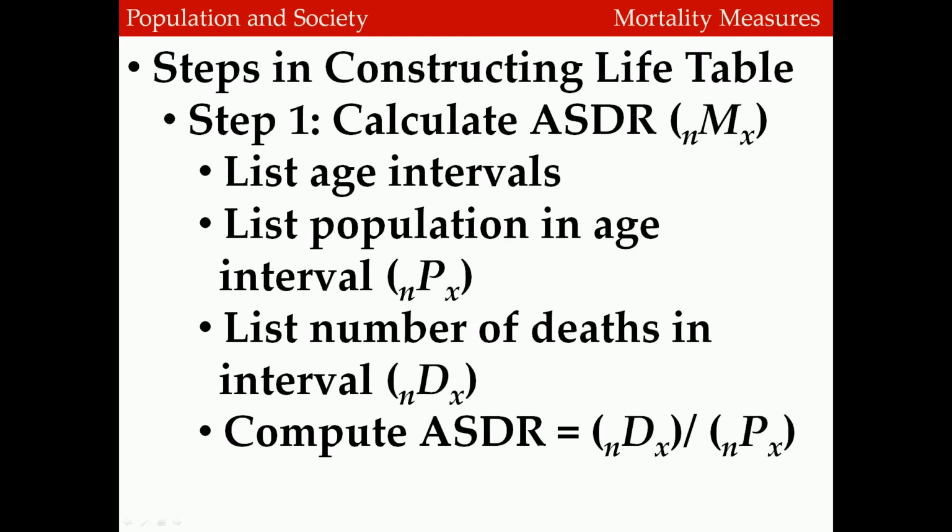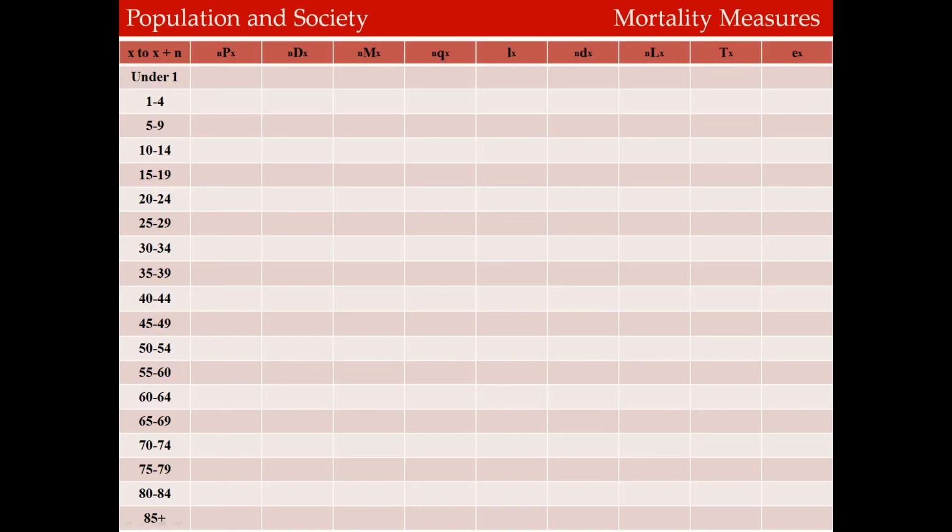Recall that when we calculated the age-specific death rate, we started by listing the age intervals. And then we listed the population at mid-year in that interval, or nPx. And we also listed the number of deaths in that interval, or nDx. To calculate the age-specific death rate, all we did is divide the number of deaths in the interval by the mid-year population. And to illustrate that, here is the beginning of our life table.